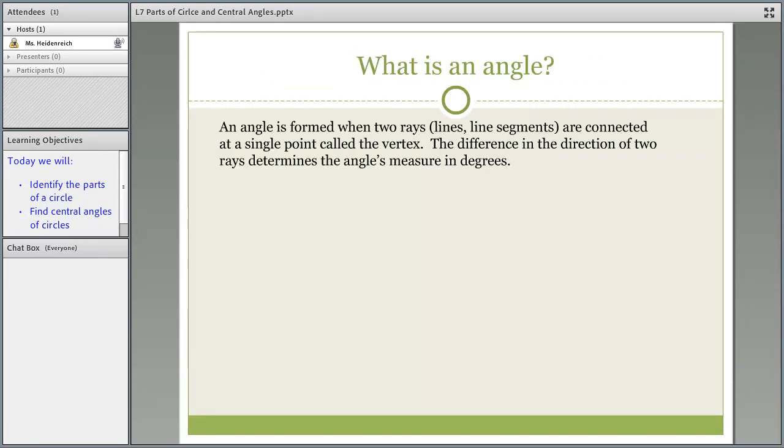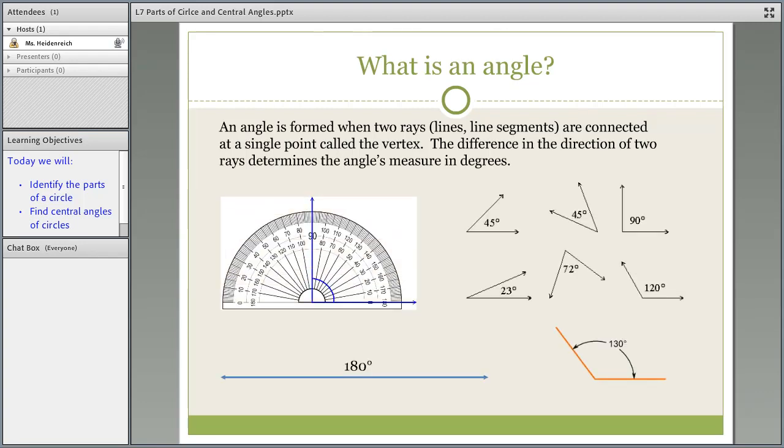All right, so let's move on to part 2 of our lesson, which is about angles and central angles. So an angle is formed when two rays or line segments are connected at a single point called the vertex. The difference in the direction of two rays determines the angle's measure in degrees.